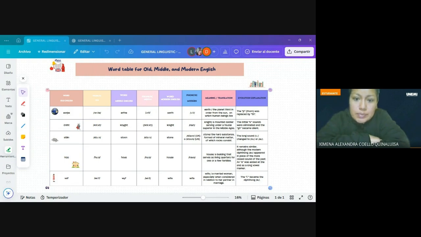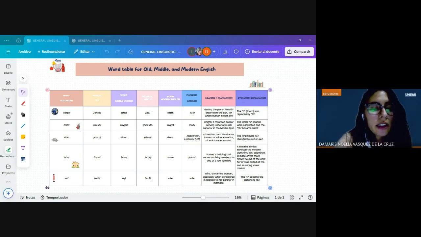The evolutionary explanation with the linguistic change shows how the long I sound transformed into the diphthong I sound, remaining the consonant. In this example, we see a consistent pattern of phonetic change. The spelling modification in English goes from Old English to Middle English to Modern English.